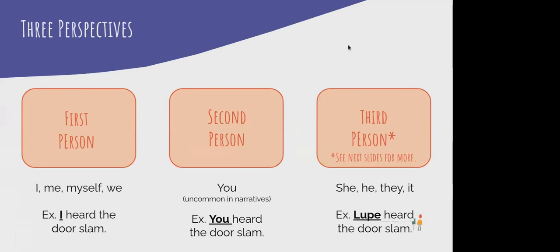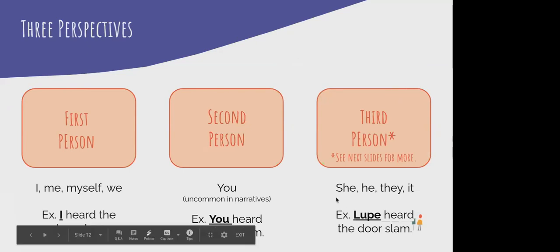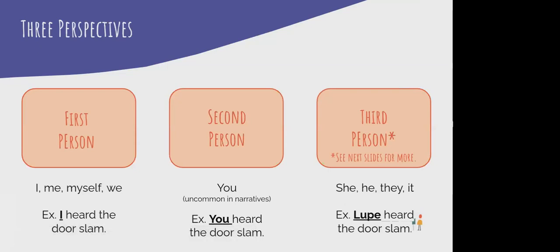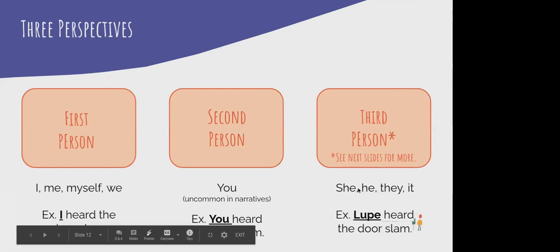And then our most common point of view we have here is third person, which is she, he, they, and it. So this is where you're kind of like outside the story looking in. All right. So an example here would be like Lupe heard the door slam. So it's not I heard the door slam. It's not you heard the door slam. It's somebody else telling the reader that Lupe heard the door slam.